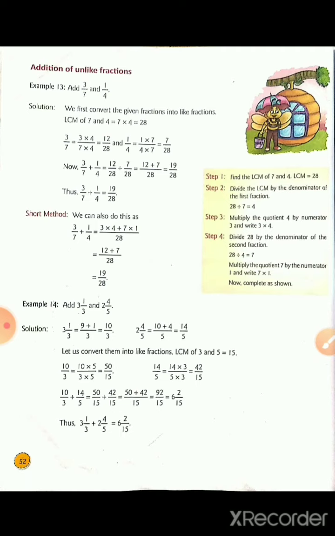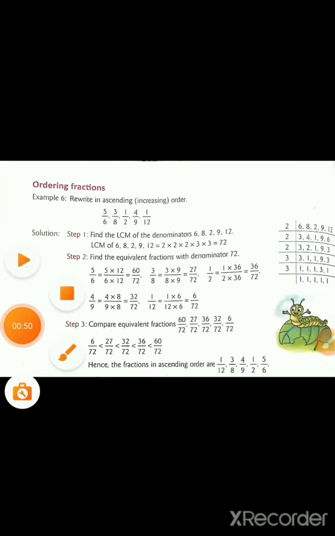How? During comparing and ordering fractions, we know if unlike fractions are given, first we have to convert the fractions into fractions with the same denominator. That means we convert them into equivalent fractions, with the same denominator.